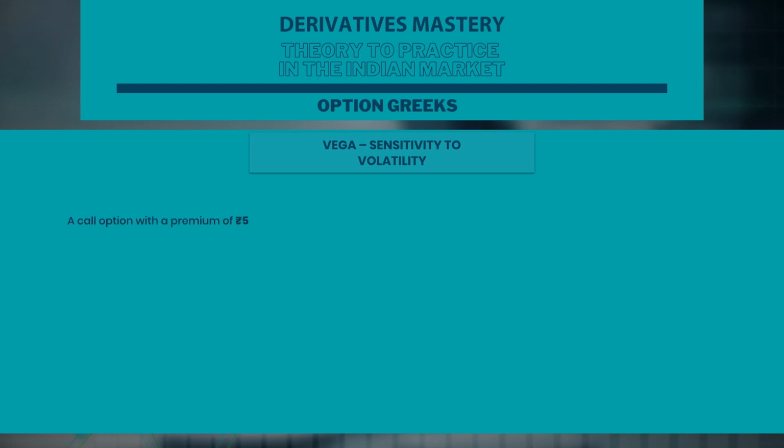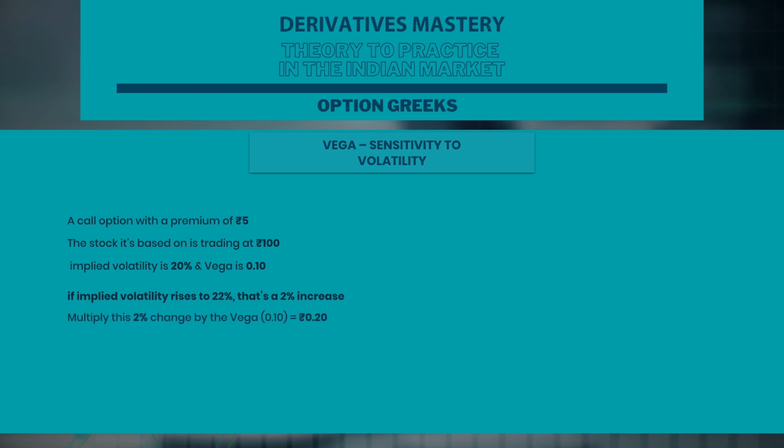Let's take an example. Imagine a call option with a premium of rupees 5, and the stock it's based on is trading at rupees 100. The implied volatility is 20% and the Vega is 0.1. Now, if the implied volatility rises to 22%, that is a 2% increase, multiplying this 2% change by Vega of 0.1, you get 0.2. So the option price will increase from 5 to 5.2.